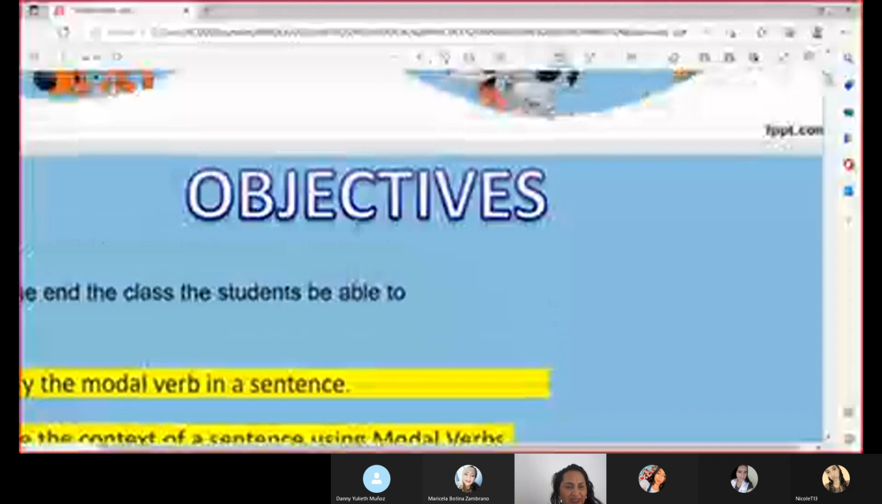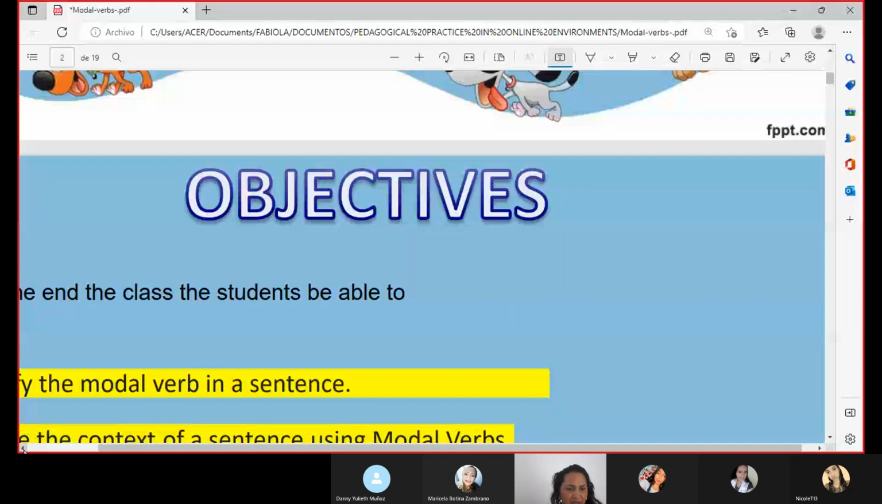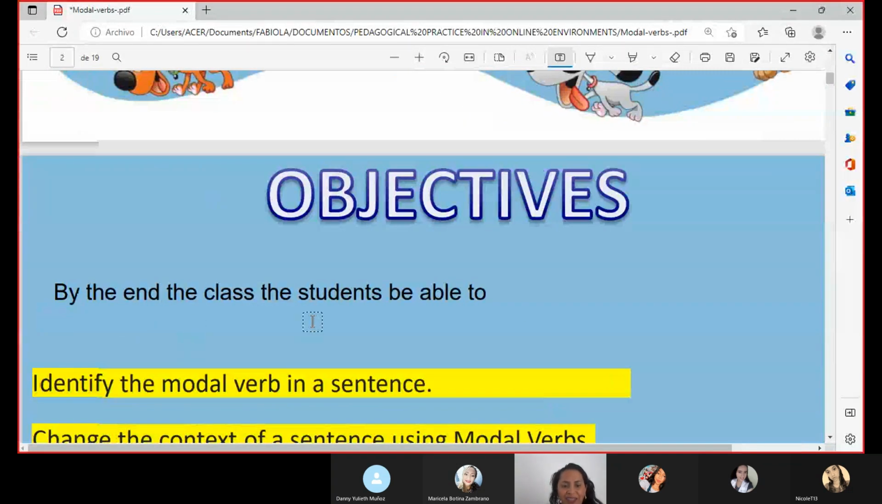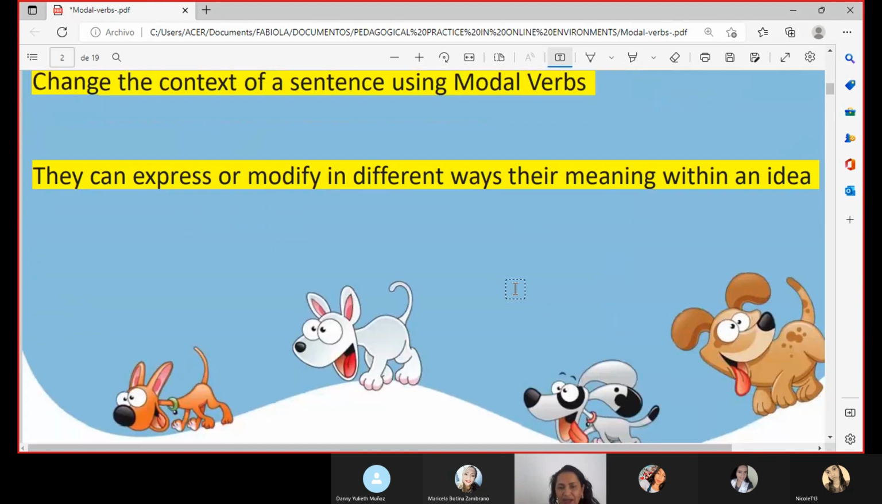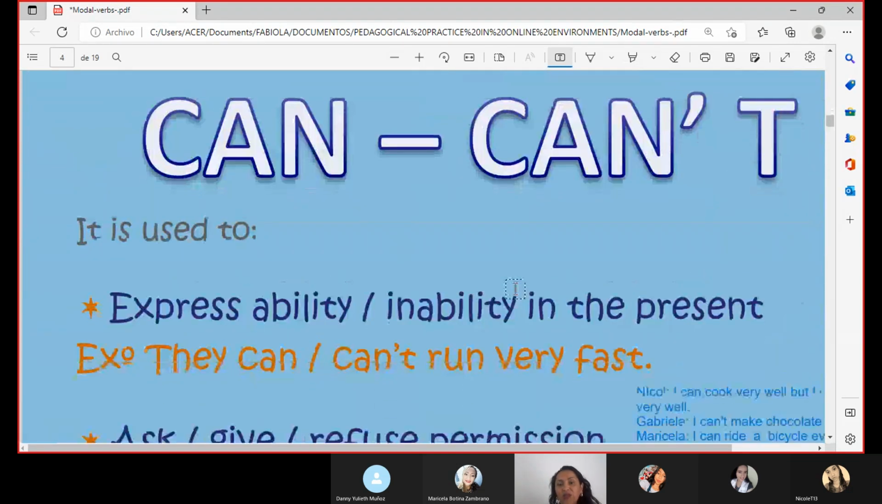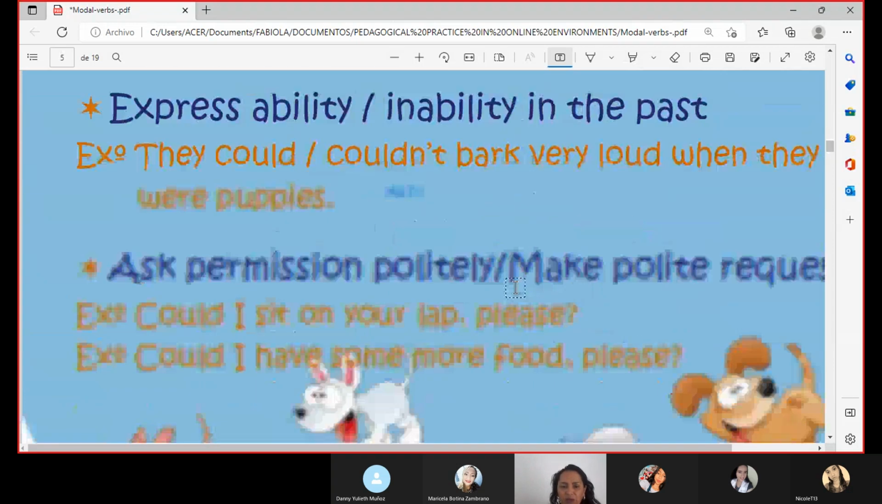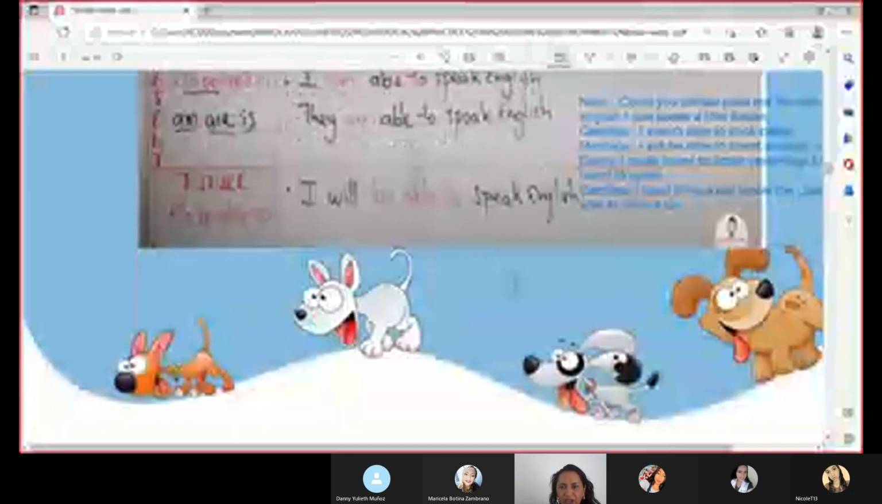But in this case, remember this part about the objectives. These ones. Maybe here, let me check. By the end of class, the students be able to. Al final de la clase, los estudiantes serán capaces de. ¿Sí? Y ahí está ese able to, because in this case, I use be able to in the future, when you talk about abilities. That's why you use, in this case, be able to. Okay, continue.